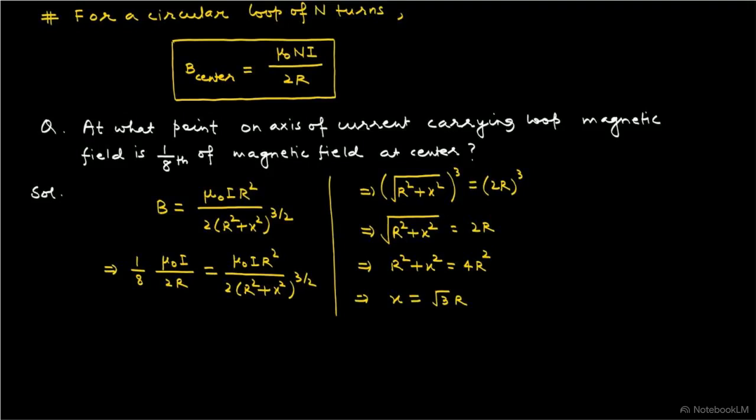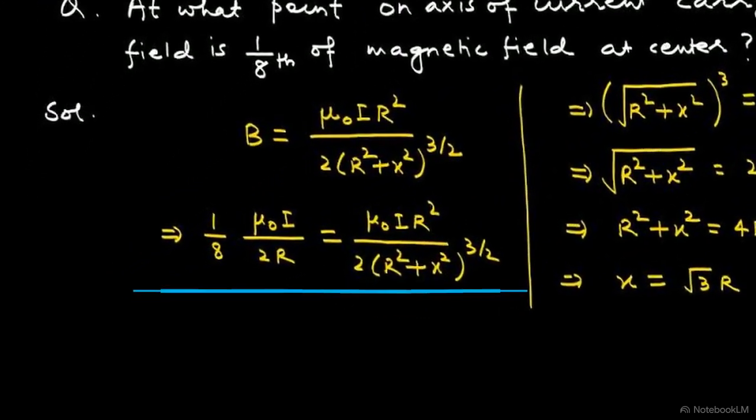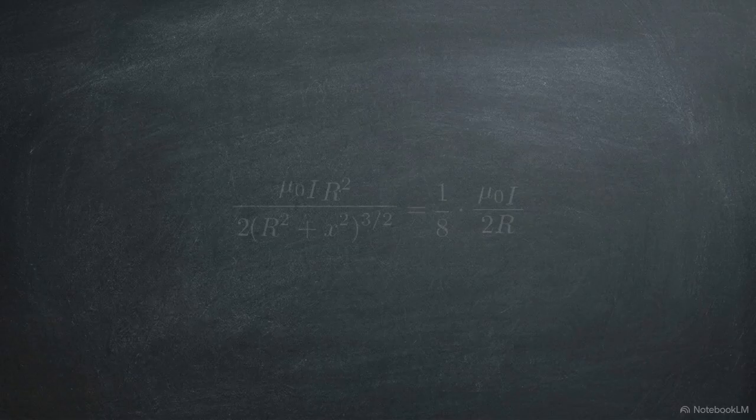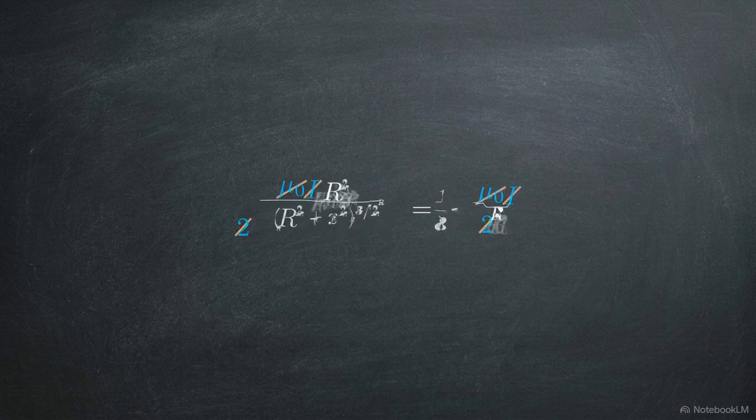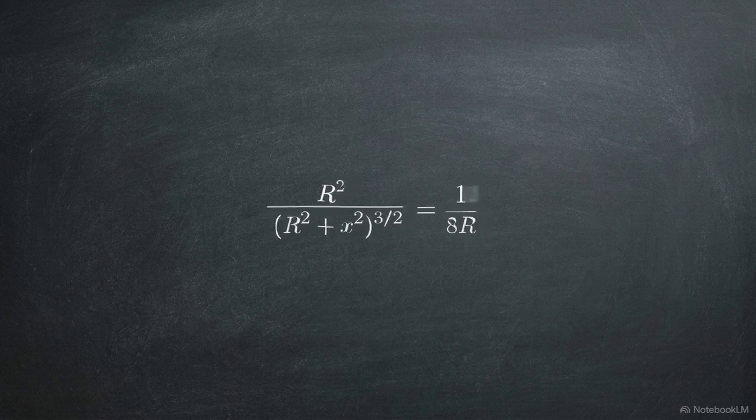The text asks, at what specific distance along the axis does the magnetic field degrade to exactly 1/8 of its maximum strength at the center? We set up the core math by equating our formulas. Both sides of the equation share the permeability constant μ0, the current I, and a factor of 2 in the denominator. We isolate the variables by striking out these common constants.